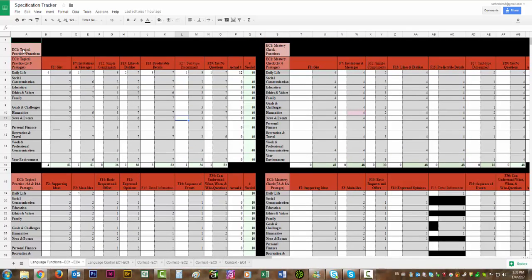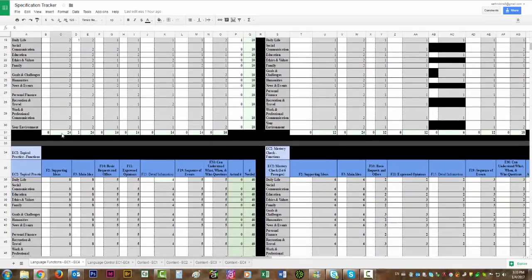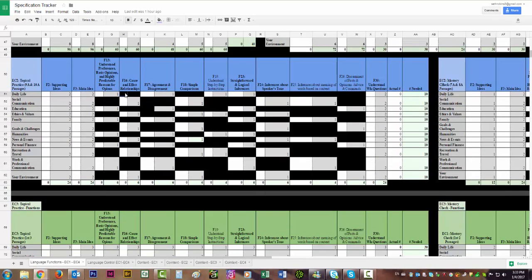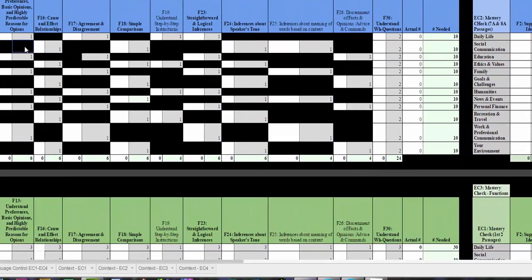So red is color coded for the EC1 level, just for the language functions. Blue is color coded for the EC2 level, and you'll see this part in black. Don't worry about that for this topic, daily life. Same with right here, F13. We don't need to worry about that for social communication. And again, this all has to do with trying to be as equitable as possible when treating all of these functions, but also within the constraints that we have for the number of assessment items we can have.